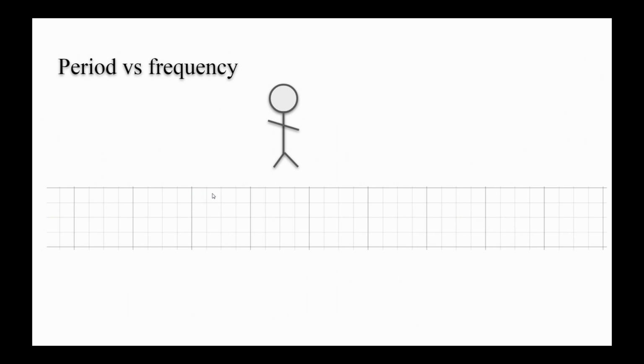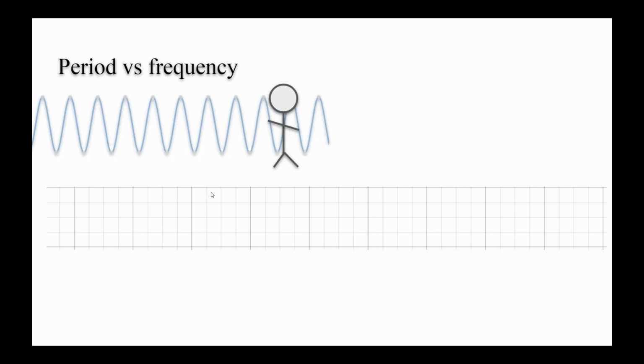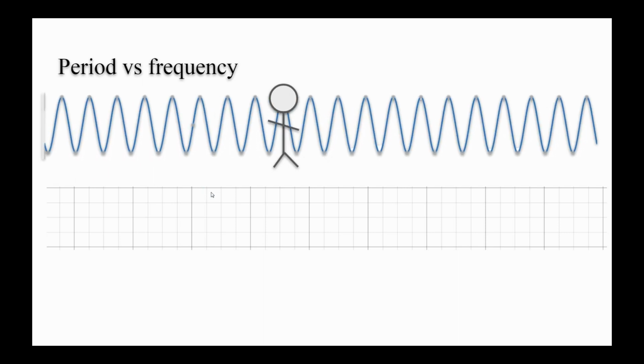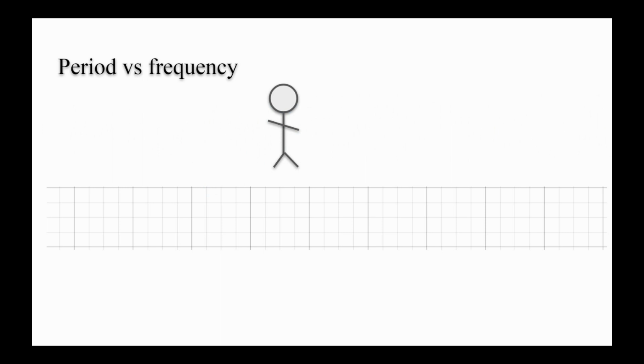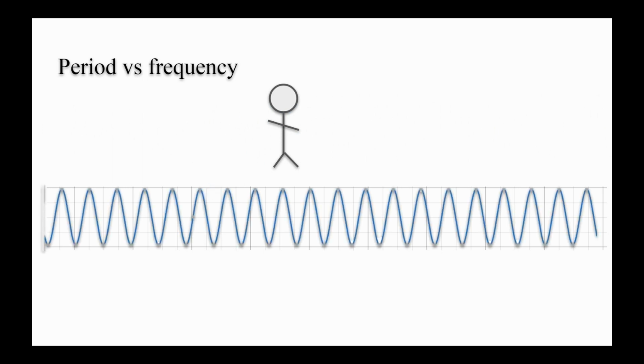What about period versus frequency? Frequency, we talk about the number of waves per second that go by you. So we're not dealing with the time for one wave, but we do a timing of 1 second and see how many waves pass you. Once again, we'll look at this as time on the x-axis, not distance.